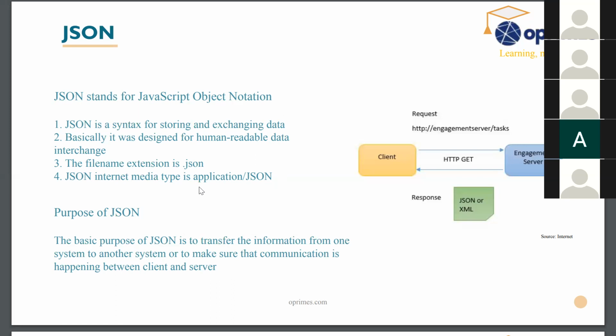The basic purpose of JSON is to transfer information from one system to another system, or to maintain the communication between the client and server. So let me be precise over here.